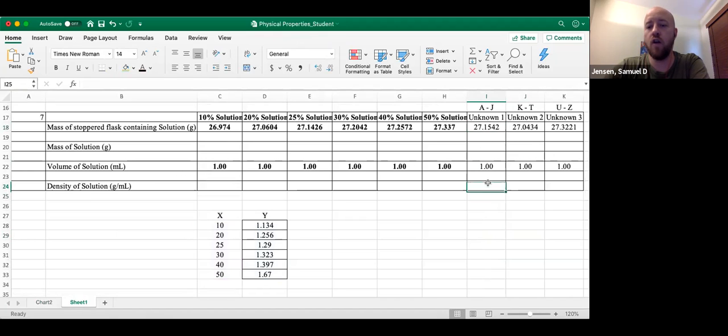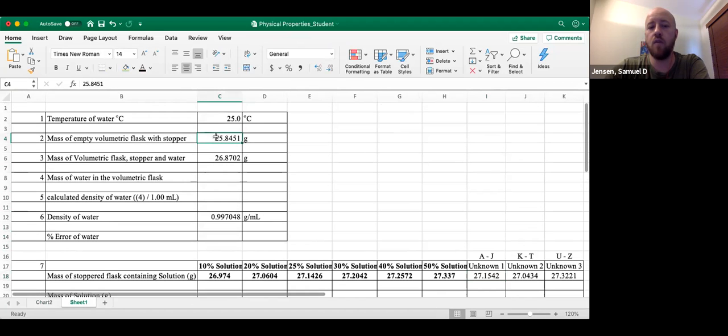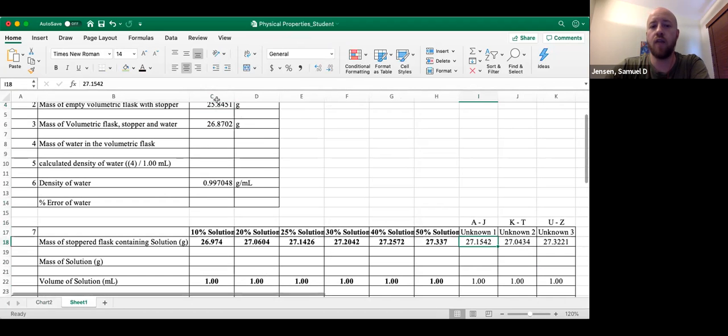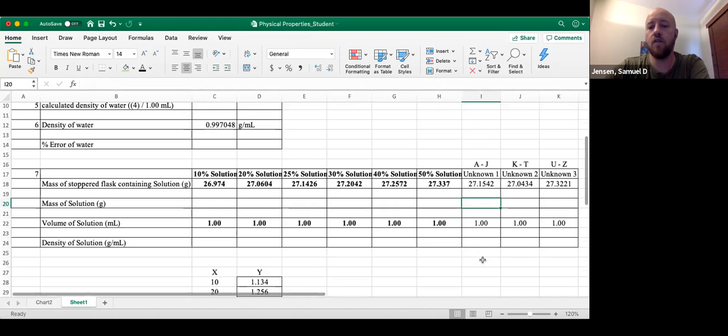When you get to your unknown density, you're going to have a number right here. That's the unknown's density. The unknown's density is found the same way as all the rest of them. You have its mass, you have the empty glassware. If you subtract the two, you will get the mass of the solution. So you'll have the density value here.